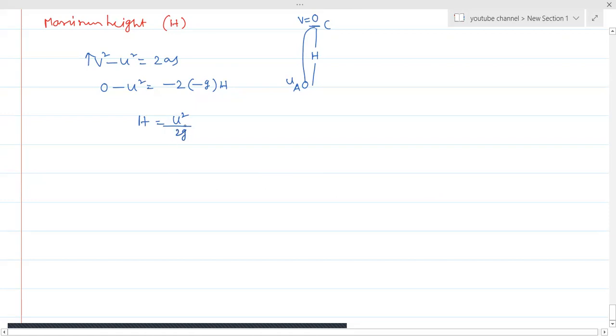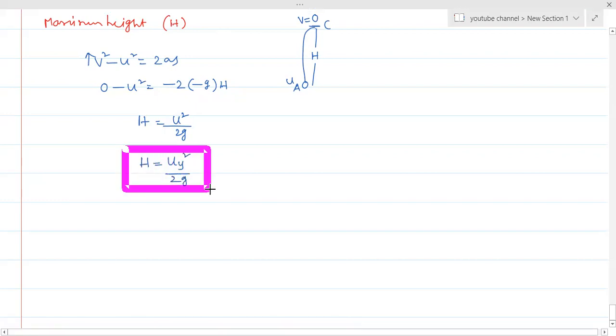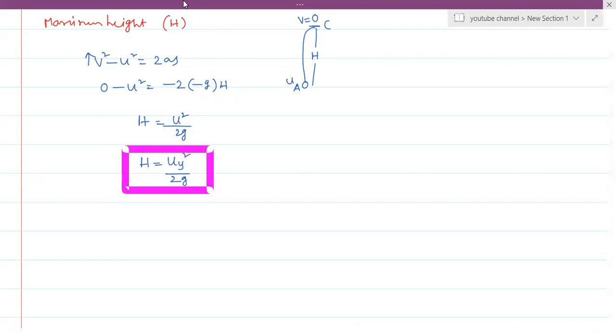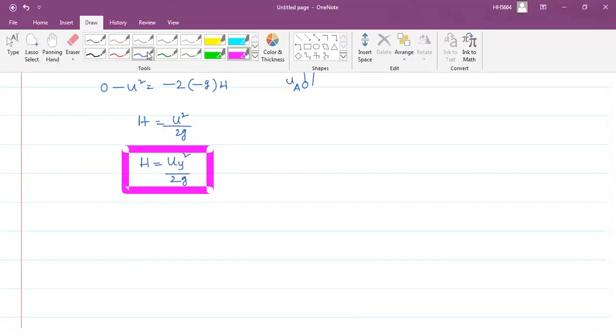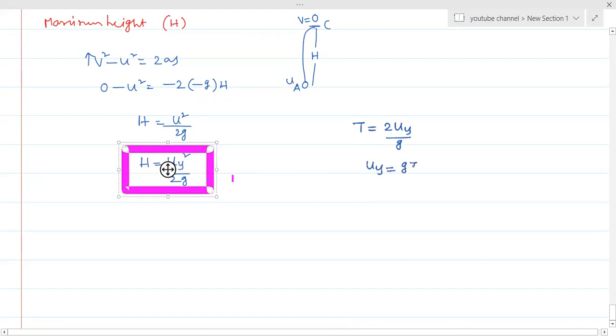But keeping the motion plane in point of view, always we will remember the maximum height as uy square by 2g. Maximum height h equals uy square by 2g. So simply we will use one formula for every topic. And we already discussed that the time of flight equals 2u by g, or we call it 2uy by g. So uy is nothing but gt by 2. By substituting here, we get h equals gt square by 8.